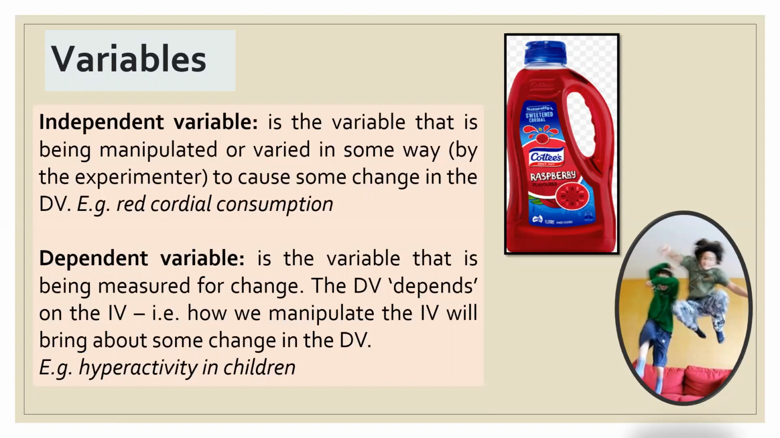So the dependent variable is the variable that is being measured for change. And obviously we call it the dependent variable because the DV depends on the IV, okay? How we manipulate or what kind of changes we make to the IV will produce some change in the DV.